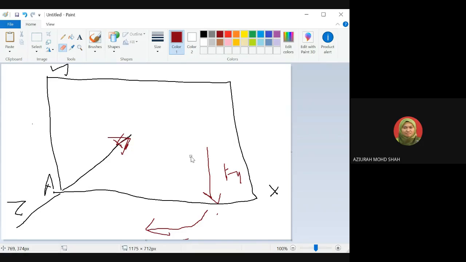Okay, sebenarnya saya ingat nak discuss sampai B dengan force 2 dengan force 3 tu sekali. Tapi we don't have enough time ni.